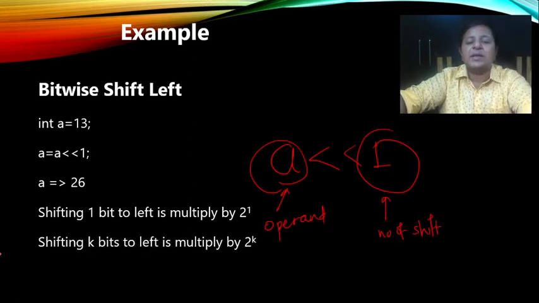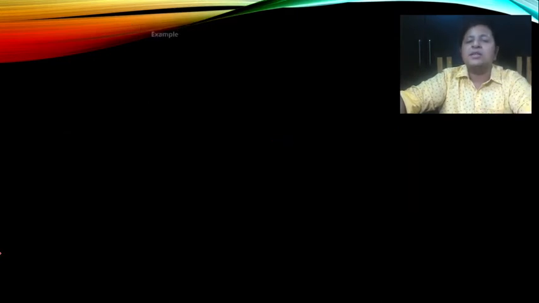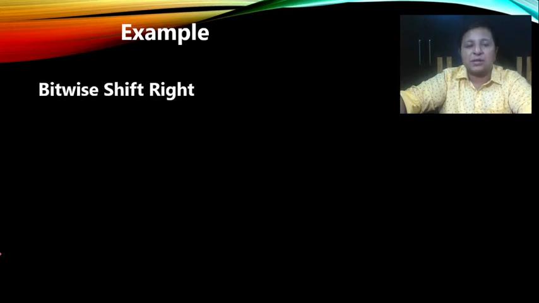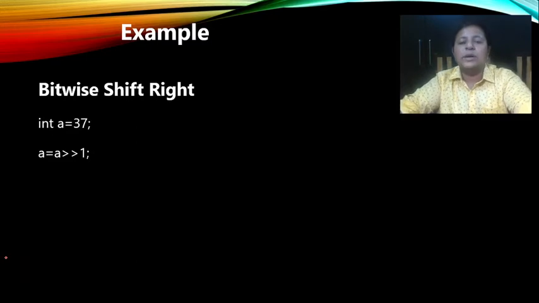Then shifting k bits to left is multiplied by 2 raised to k. Clear? I'll show you that as an execution also. But currently let's move on to the next example, and that is shift right. So I've taken one number, let's say 37, and I'm shifting 1 bit to right.